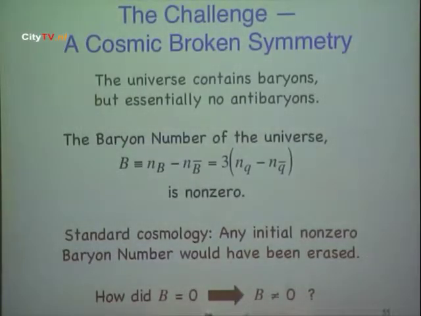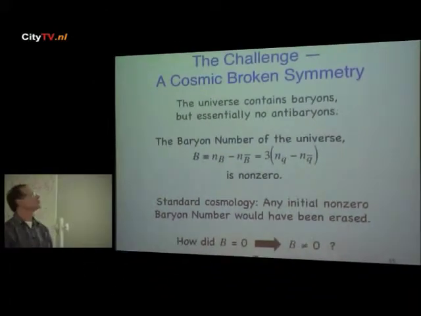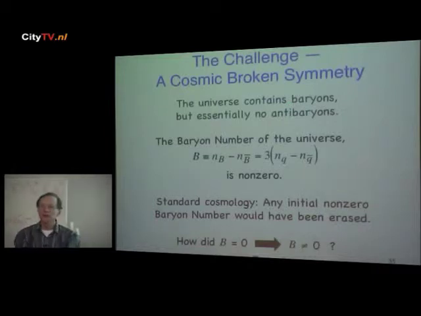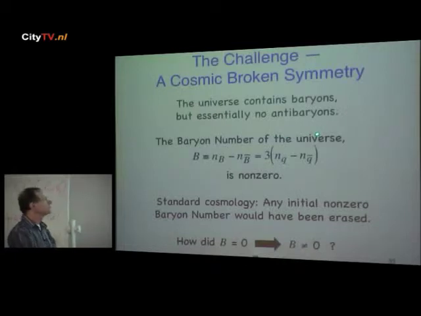The universe confronts us with a big challenge. A cosmically broken symmetry, because it contains baryons, the nucleons of which we are made, but essentially no antibaryons. The baryon number of the universe, defined as the number of baryons minus the number of antibaryons, or what's the same thing, 3 times the number of quarks minus the number of antiquarks, since there are 3 of these per baryon, is observed to be non-zero.